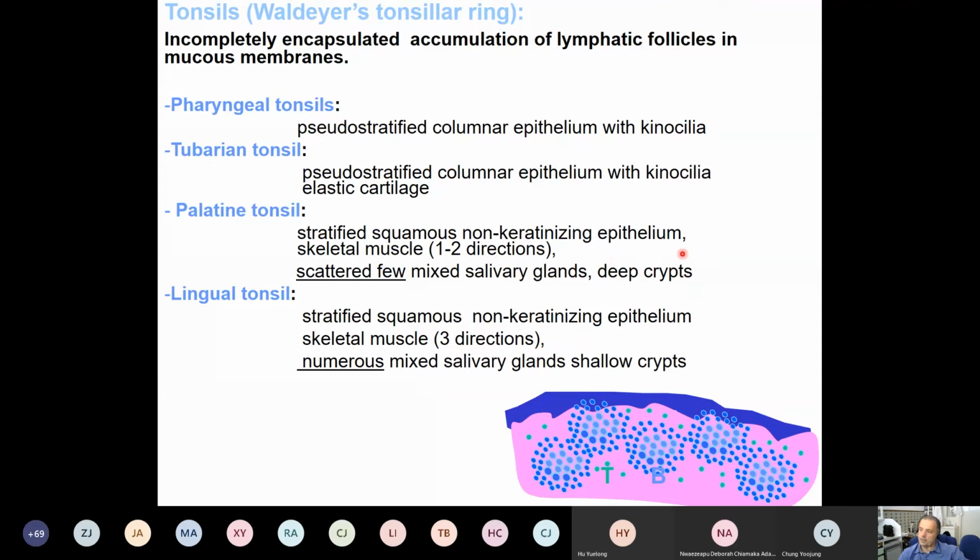Also, one can study the surface epithelium that invaginates into the connective tissue a bit. That goes far from the surface. Deep crypts develop in the palatine tonsil. In contrast, you have shallow crypts in the lingual tonsil, and they are not as obvious as in the palatine tonsil. So this is how to distinguish the tonsils from each other.